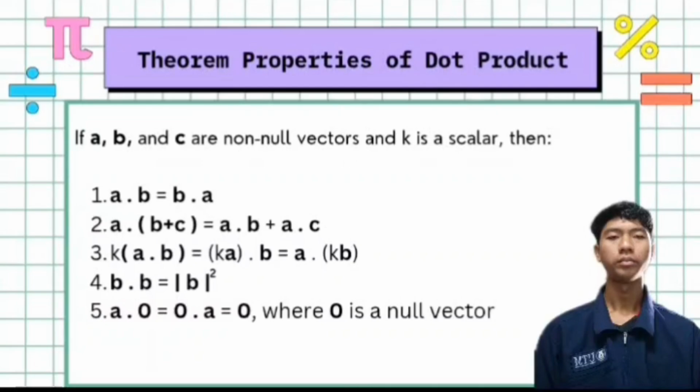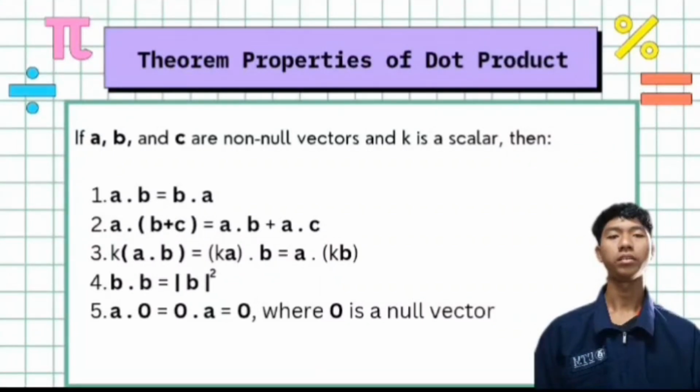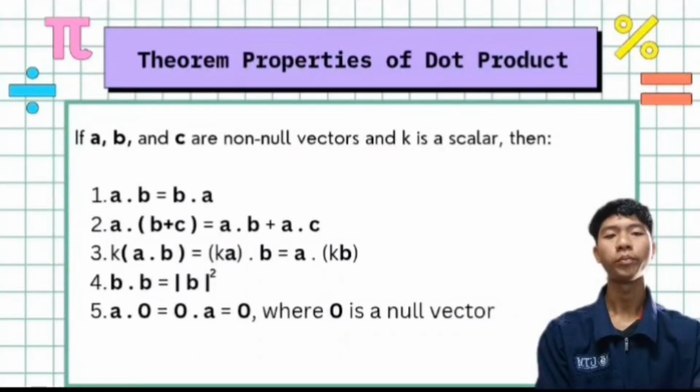Next, let's discuss the properties of the dot product. If A, B and C are non-null vectors and K is a scalar, the following properties hold. The first one is called the commutative property, which is A dot B equals B dot A. The next one is the distributive property, which is A dot the sum of B and C equals A dot B plus A dot C.